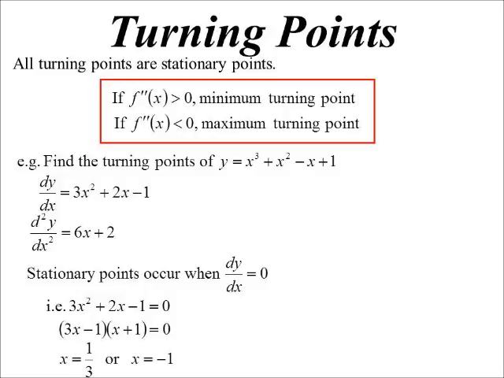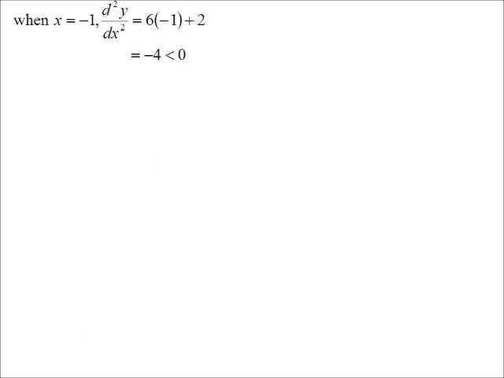So when x is equal to negative 1, if I substitute that into the second derivative, I get negative 4. Well, that's less than 0. Less than 0, concave down. Here I am up the top. So therefore, negative 1, and I worked out the y value was 2, is a maximum turning point.